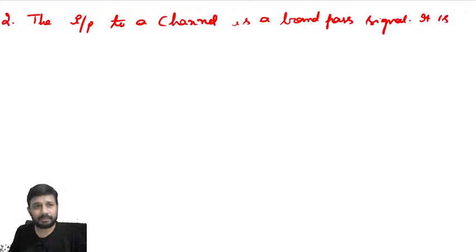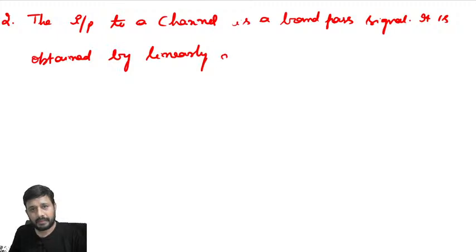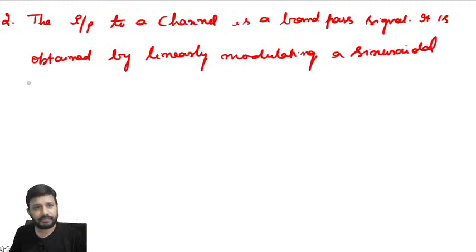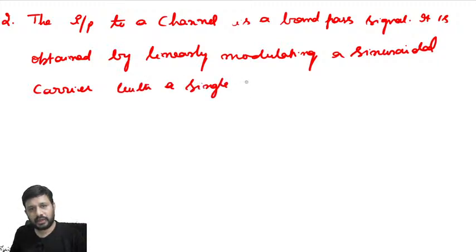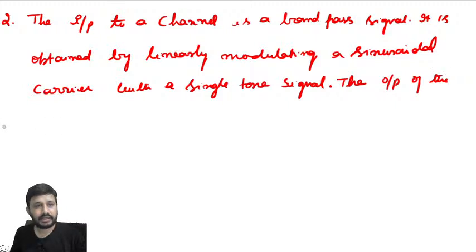Band pass signal means it is obtained by linearly modulating a sinusoidal carrier with a single tone. Tone means frequency. Single tone means a single frequency signal, which means the carrier. The output of the channel.